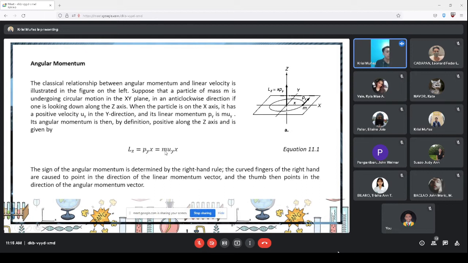Since momentum is just equal to mass times velocity, whatever its velocity is, which is u_y, meaning its direction is along the y-axis, times mass. So that's mu_y x. The sign of the angular momentum is determined by the right-hand rule. So you just have to use your right hand.